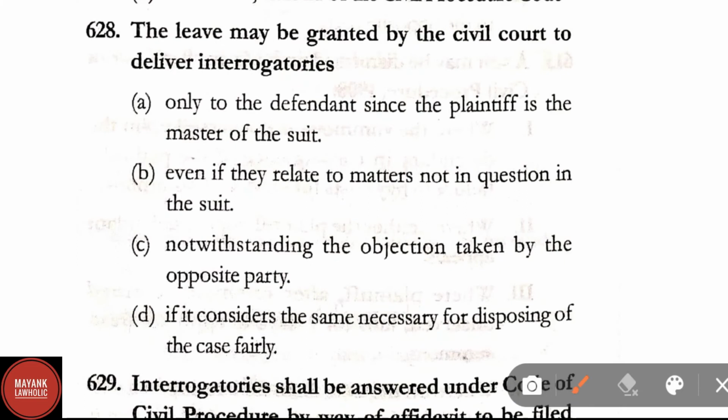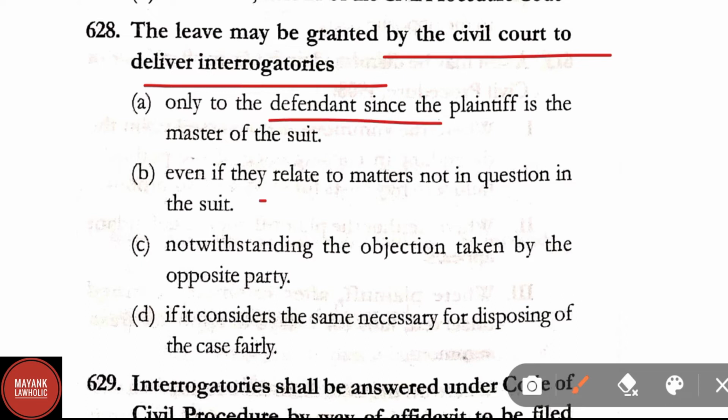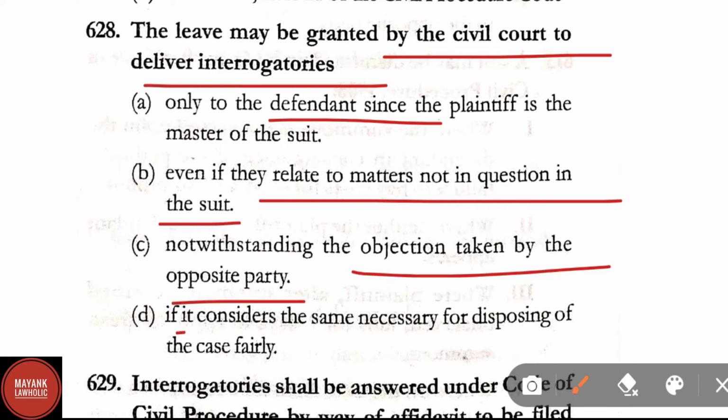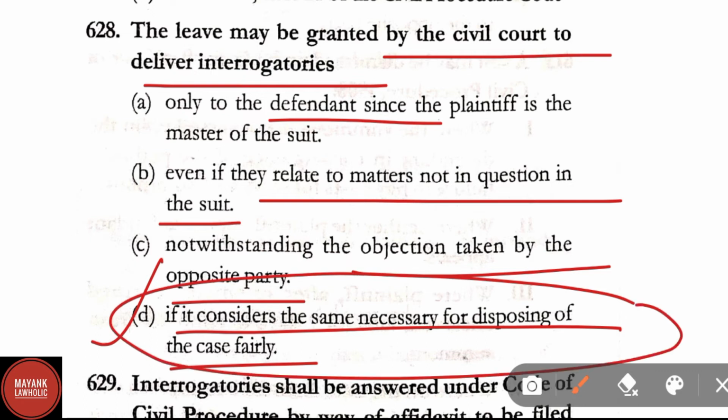Question number 628. The leave may be granted by the civil court to deliver interrogatories. Option A, only to the defendant since the plaintiff is the master of the suit. B, even if they relate to the matters not in question in the suit. C, notwithstanding the objection taken by the opposite party. And D, if it considered the same necessary for disposing of the case fairly. Here the correct answer is option D, if it considers the same necessary for disposing of the case fairly.